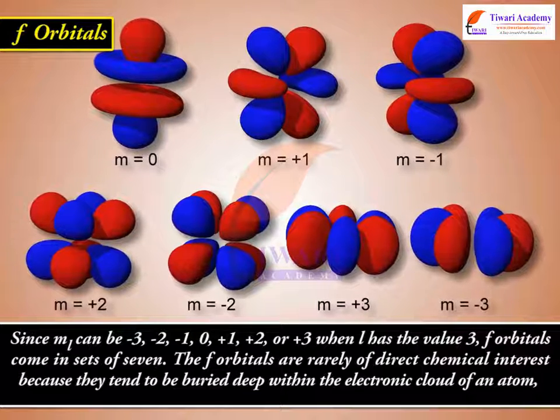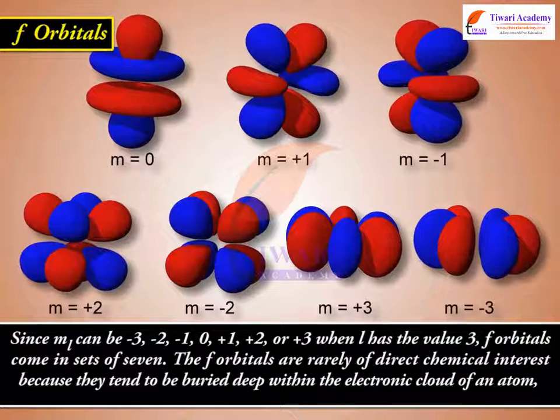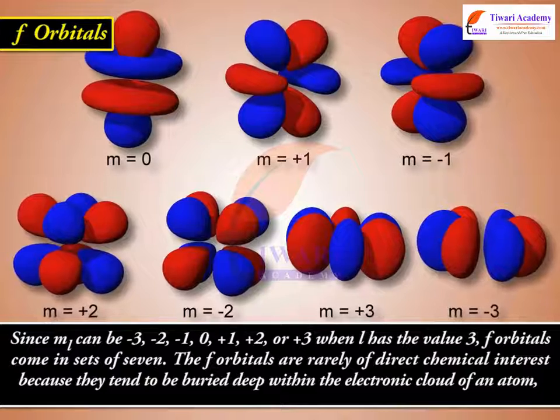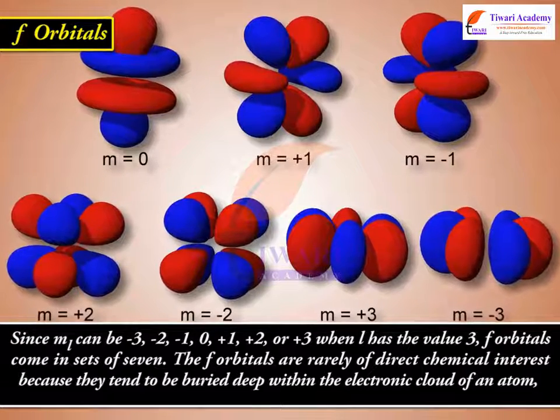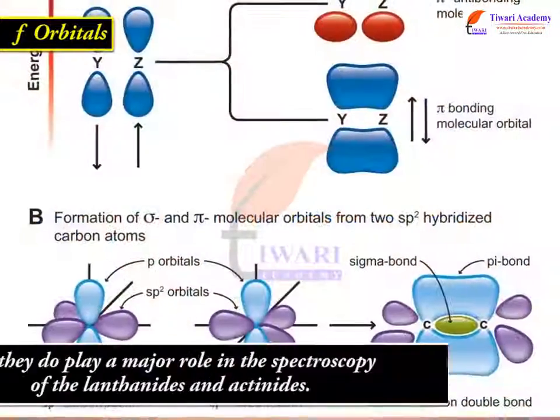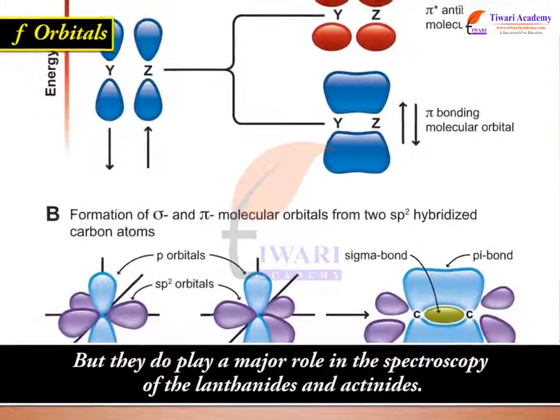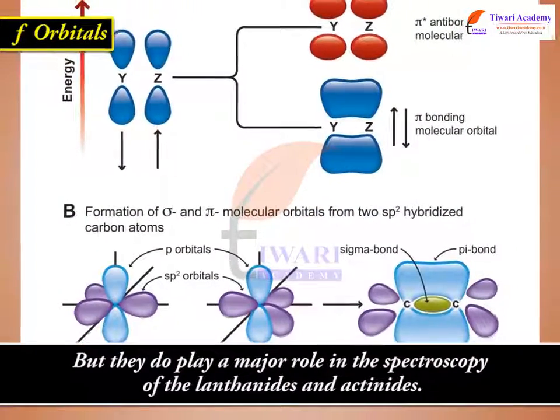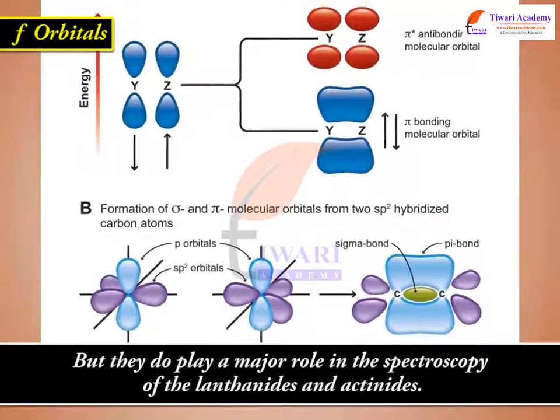The f orbitals are rarely of direct chemical interest because they tend to be buried deep within the electronic cloud of an atom, but they do play a major role in the spectroscopy of the lanthanides and actinides.